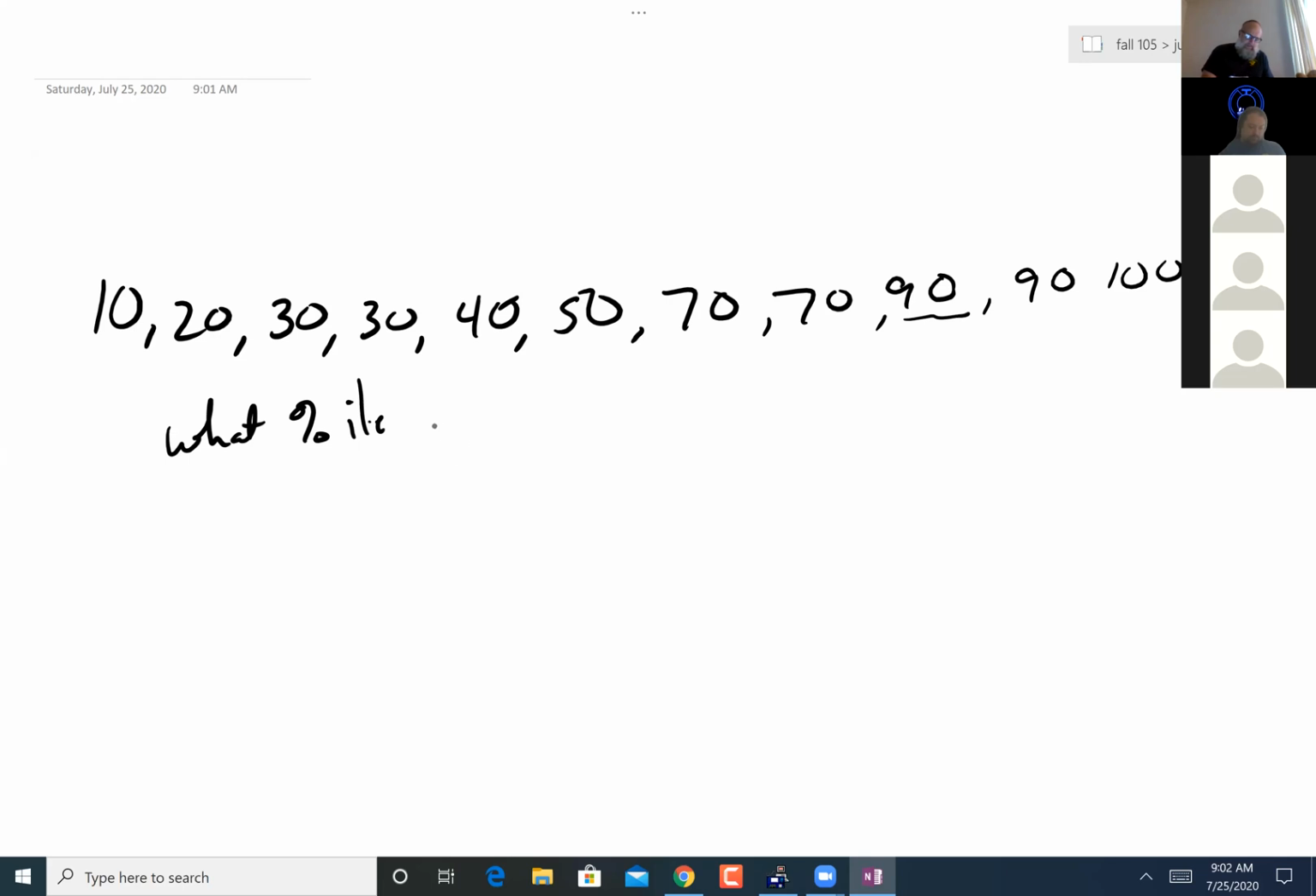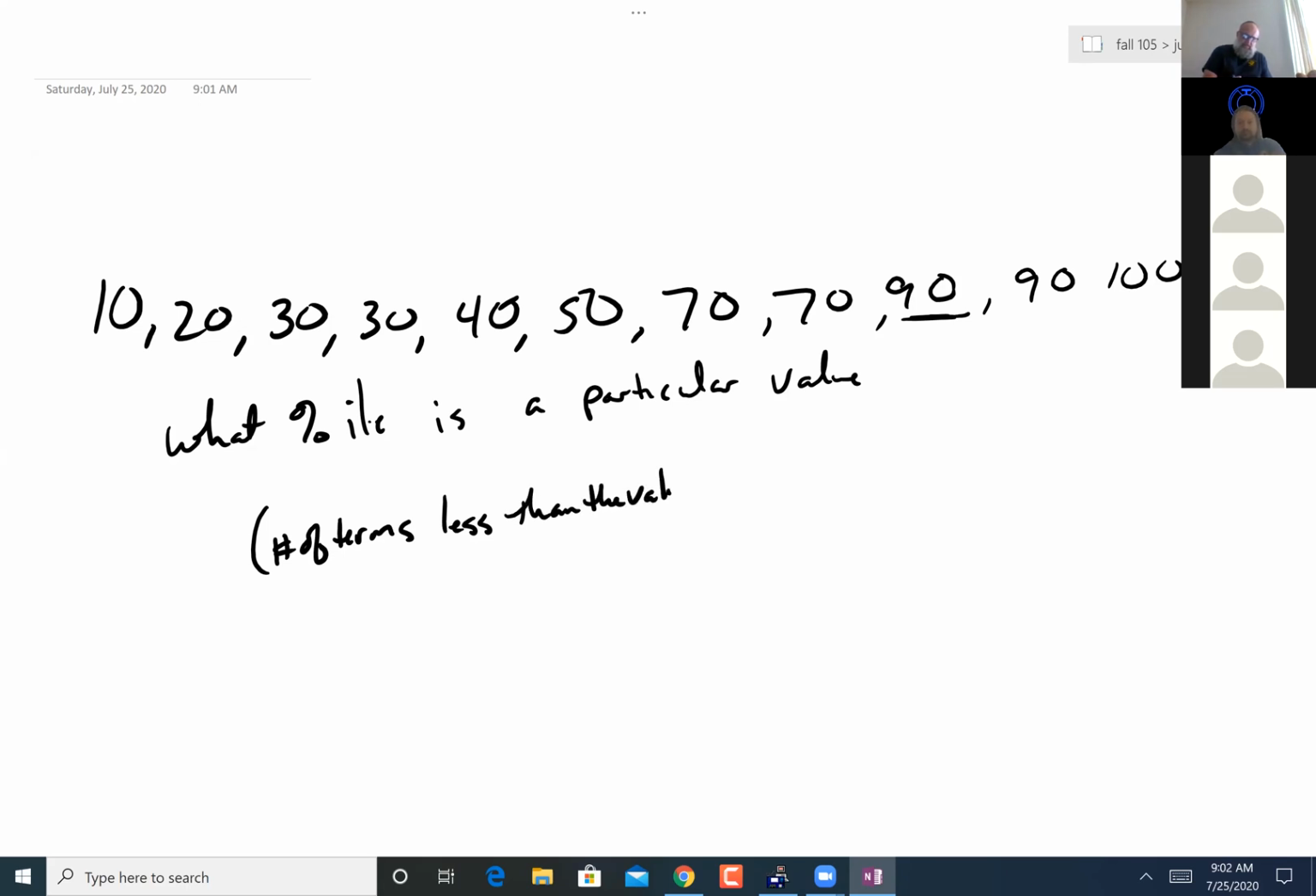Is a particular value. Okay, so look, for instance, on this 90 guy right here, I want to know what percentile he is. The way to do that is this: you count the number of terms less than the value, and you're always going to add 0.5 to that, for reasons that are beyond the scope of this class.